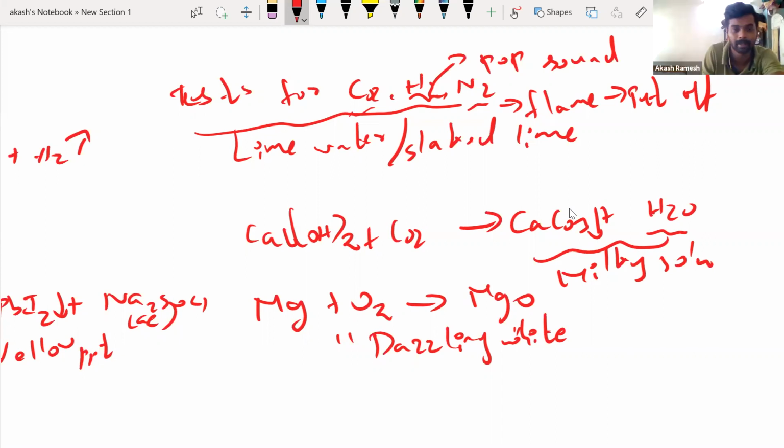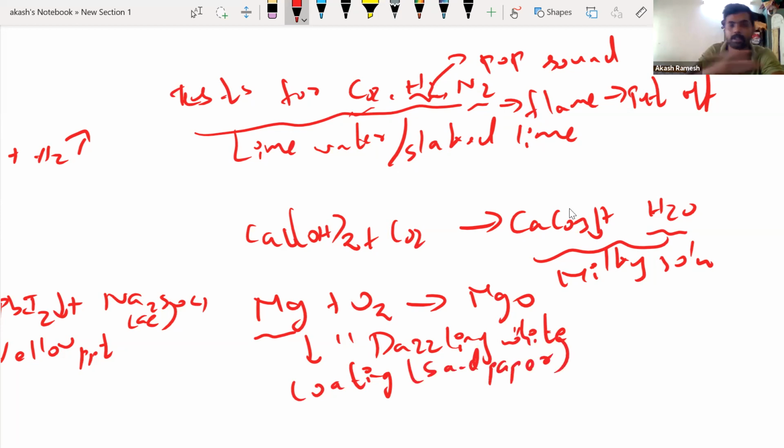Correct. All metals, especially highly reactive metals like magnesium and aluminum, will have a coating, and that coating makes it less reactive. It is not going to react that much. So I rub it with sandpaper so that the upper coating can be removed, and then you do the experiment, put it in the flame, and you form magnesium oxide. I think these are all the things which we saw last class. Okay, so we'll continue today.